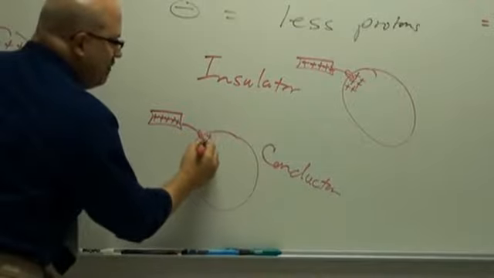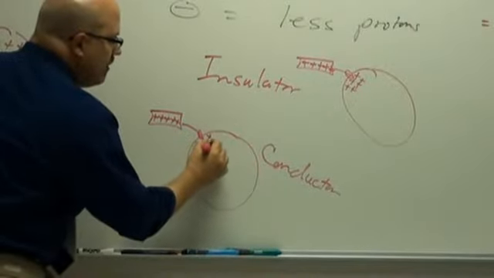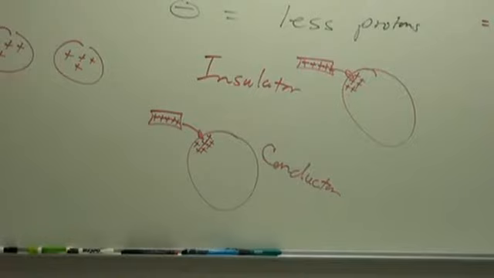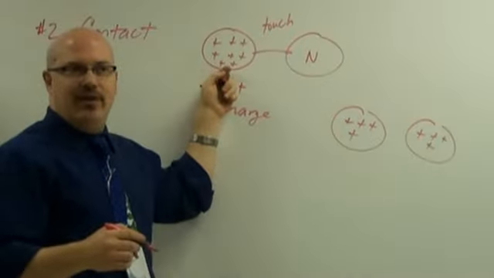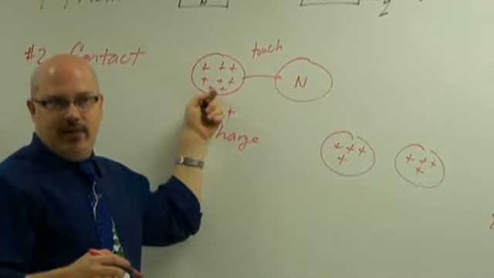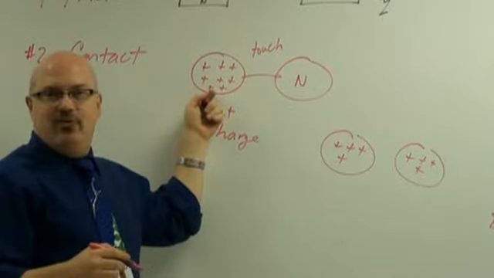But if I put this positive charge right here, what do positives do to each other? They repel. And this is why by contact things jump to a new land. Because they're all smashed together here, and positives don't like each other, they repel. They find each other repulsive.